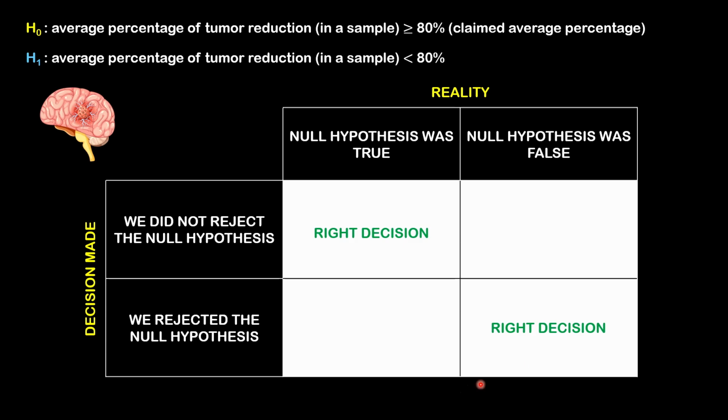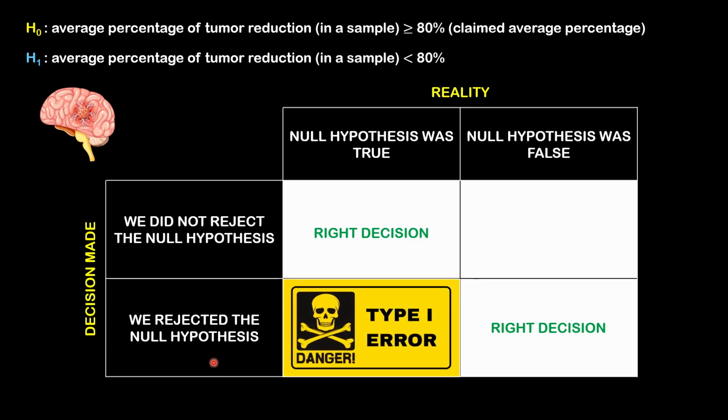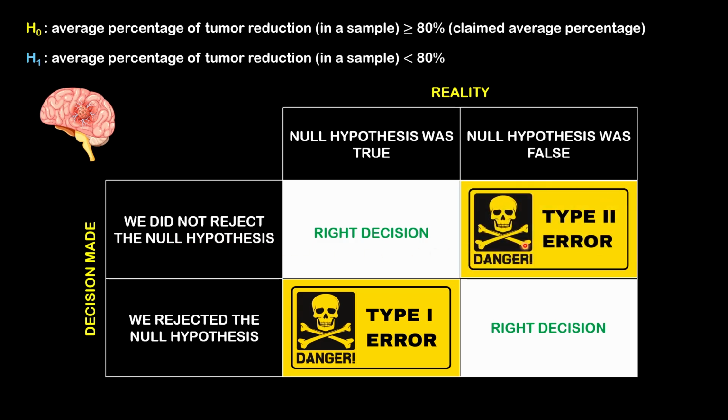In the third possible scenario, we rejected the null when it was actually true. So we made a type 1 error. And finally, in the fourth possible scenario, we didn't reject the null hypothesis when it was actually false, and we made a type 2 error. So to recap, the type 1 error is made when you reject a true null hypothesis, and the type 2 error is made when you fail to reject a false null hypothesis.